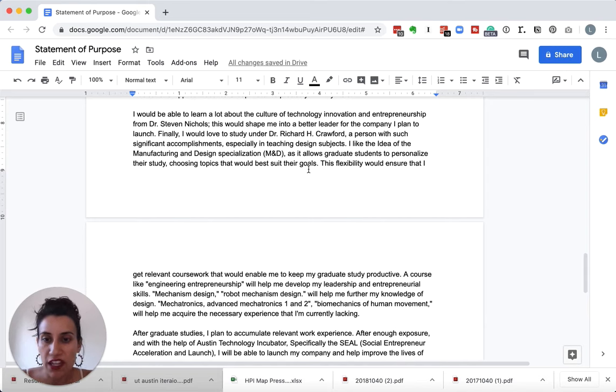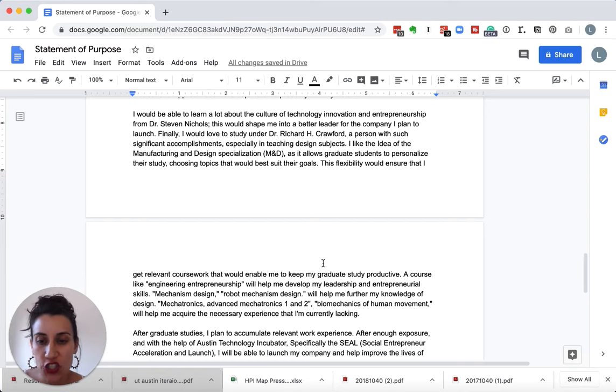I like the idea of manufacturing and design specialization, as it allows graduate students to personalize their study, choosing topics that would best suit their goals. This flexibility would ensure that I get relevant coursework that would enable me to keep my graduate study productive.